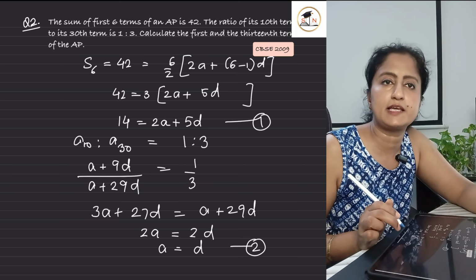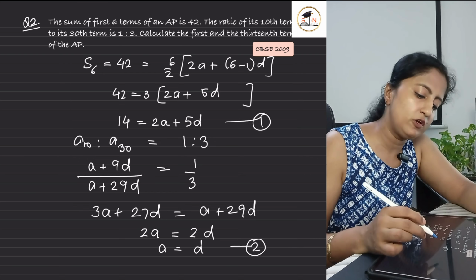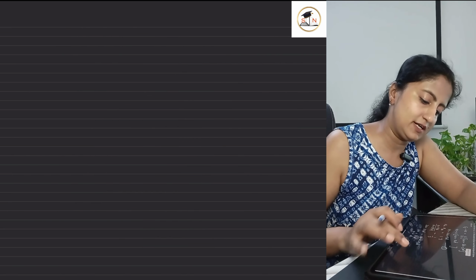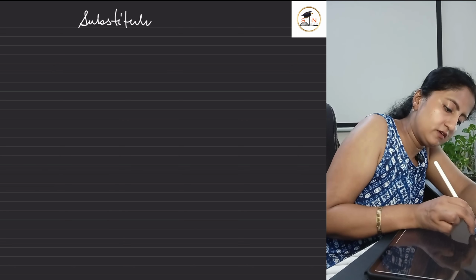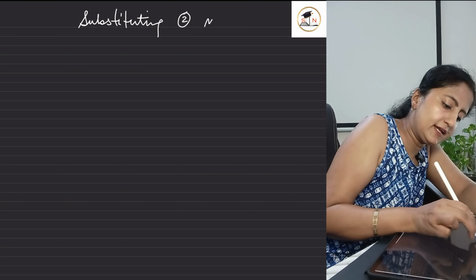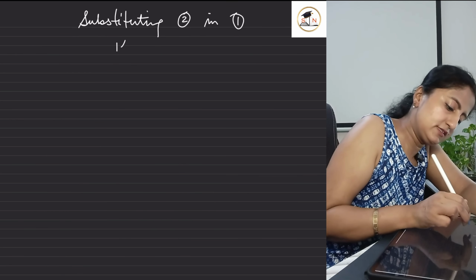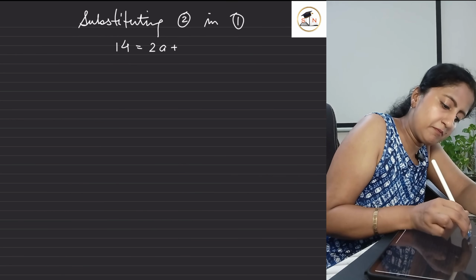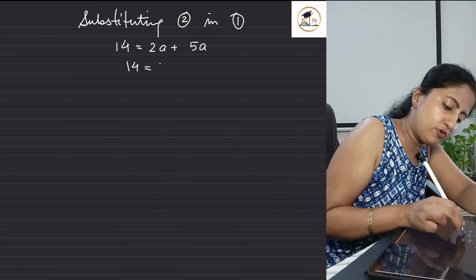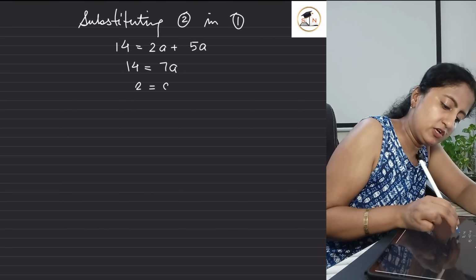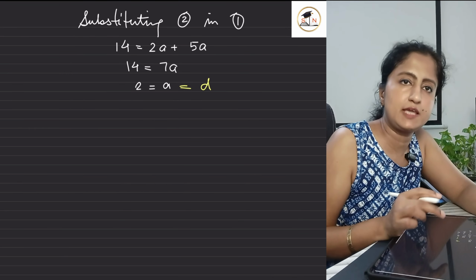I'm marking this as second relation, because this relation that A equals D, I am going to use in the first one. So let's use that. Substituting second in first. Okay, and what was the first relation? 14 equals 2A plus 5D. So now in place of D, I'm writing A. This gets me 14 equals 7A, that is 2 equals A. And therefore, it also equals D, because A and D were the same.